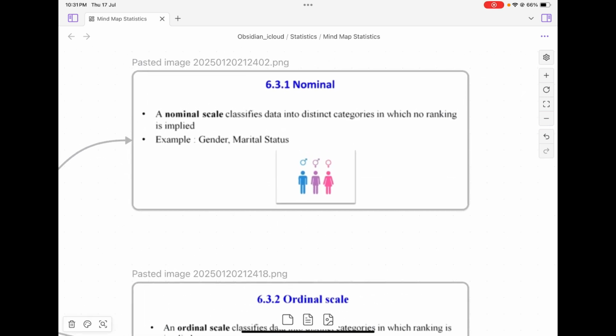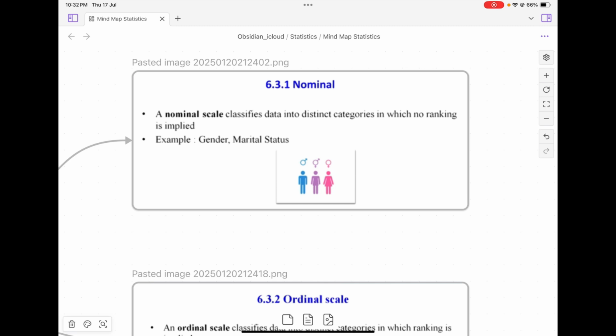A nominal scale classifies data into distinct categories. An example is gender. It can be male, female, or transgender. There is no rank between them. All are equal. You cannot do any ranking, subtraction, multiplication, etc. For example, the marital status, it is either married or unmarried or single. So that is nominal data.